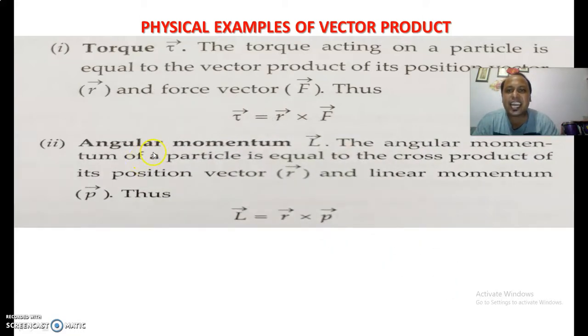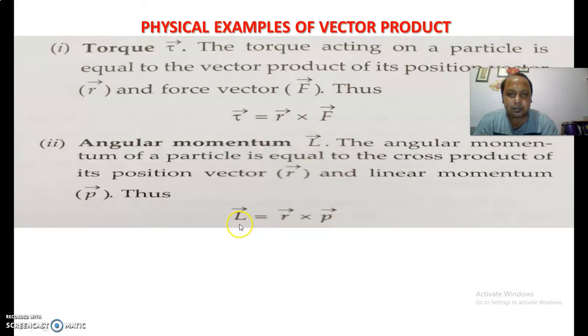Now the second example is angular momentum. When we consider a body rotating about its axis, many points of the body rotate in a circular path, and it has both linear motion, shown along the tangent to the circular path, and rotational motion also. Now when a body rotates about an axis, the momentum of the body is not only linear momentum. Along with the linear momentum, we will have angular momentum also, which is given by L.